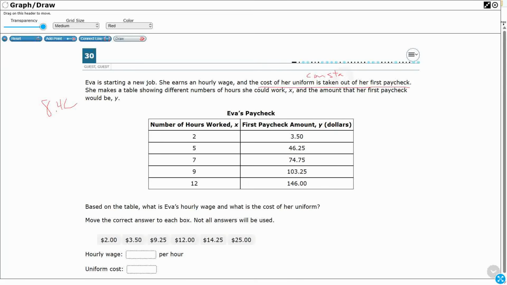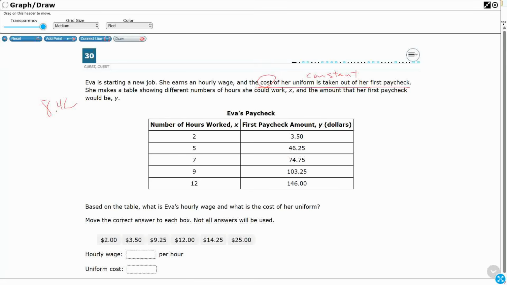So whenever we're reading a verbal description like this, we should be looking out for unit rates and we should be looking for constants. All right, so here's the number of hours she would work. Here's her first paycheck amount. Look, she worked 2 hours and only made $3.50. Why? Because they took her uniform cost out.